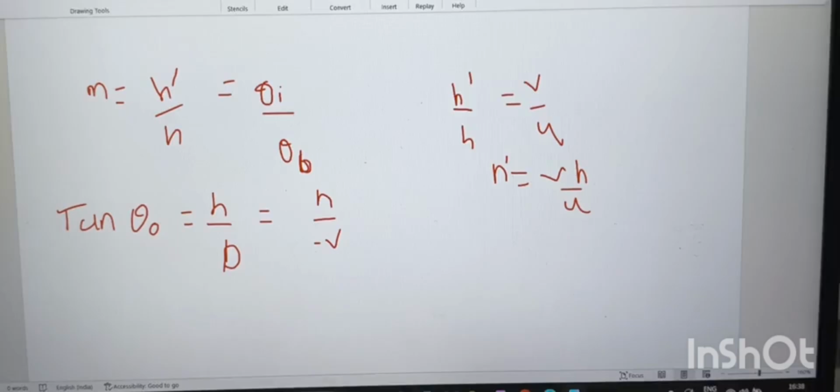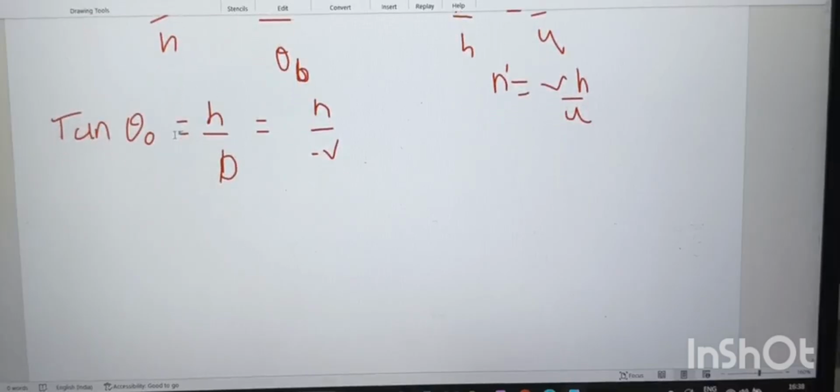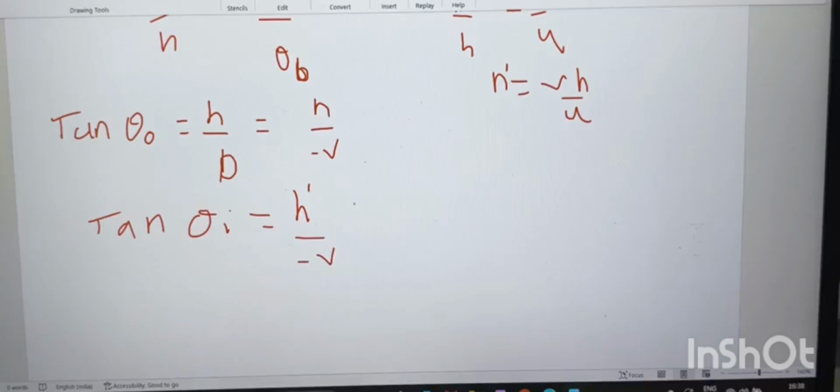Alright, now what will happen? Just like here you got tan theta naught, similarly, tan theta I, what are you going to get? Instead of h, just put h dash, the height of that image, divided by negative v. What is the h dash value? Substitute: vh upon u divided by negative v. This v will get cancelled. You will get negative h upon u.